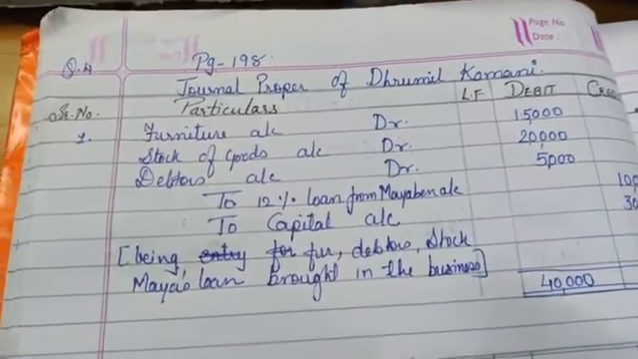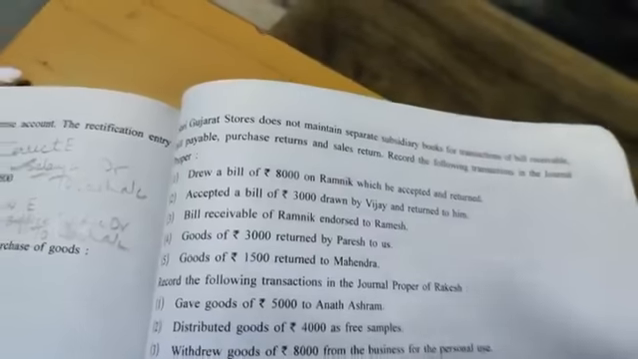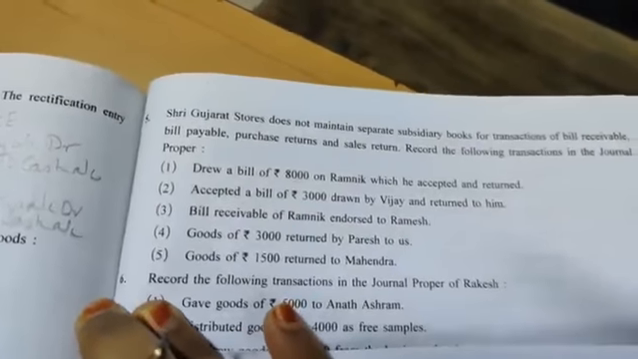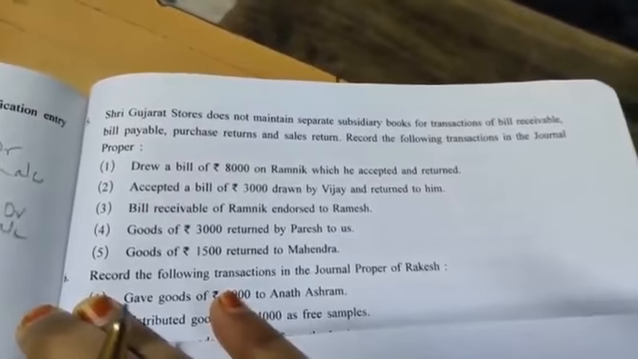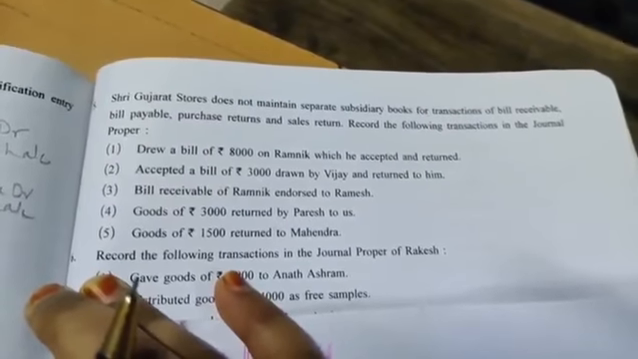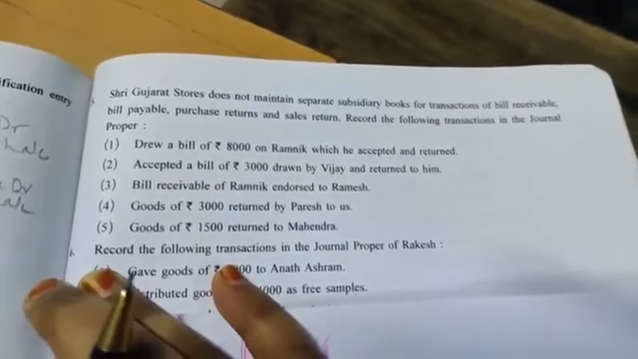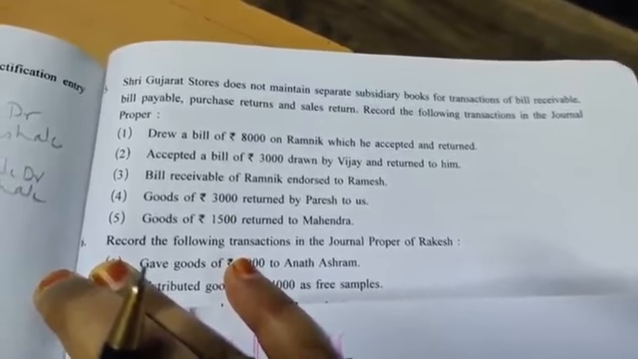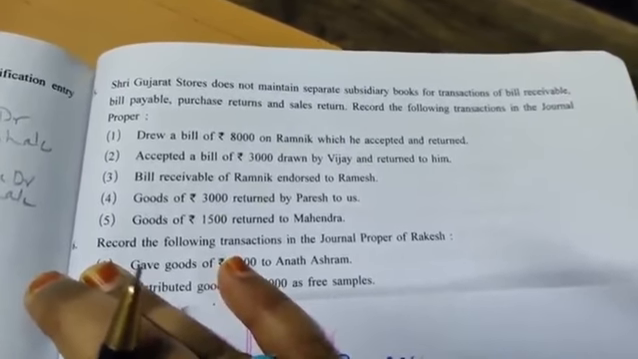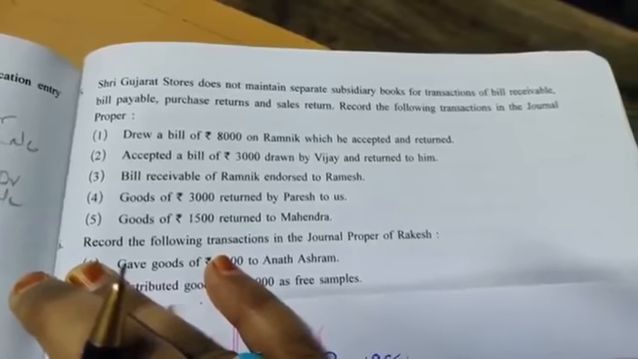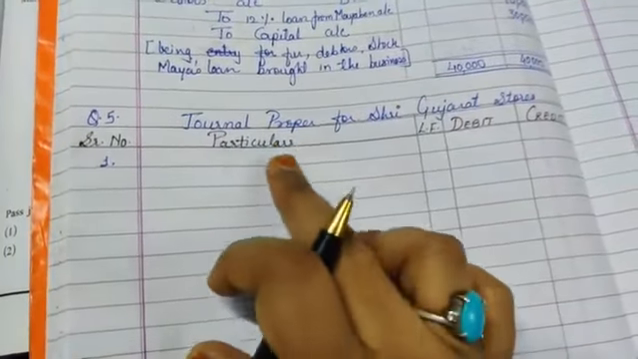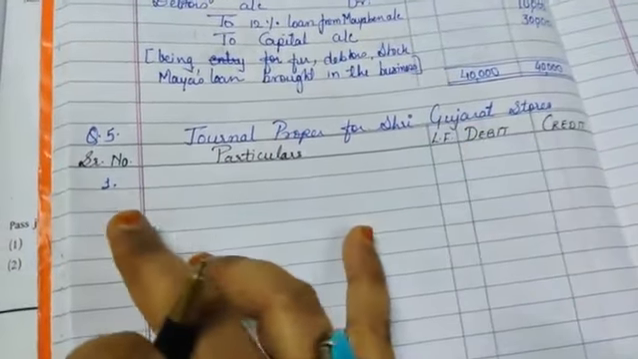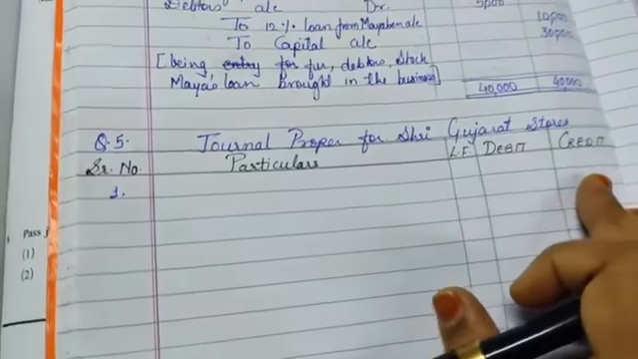Now we will see question number 5. See now, question number 5. Sri Gujarat Stores does not maintain separate subsidiary book for transaction of bills receivable, bills payable, purchase return and sales return. Record the following transactions in the journal proper. So now these 5 transactions are given, and for this we have to record the transaction in the journal proper. Okay, so the format will be prepared like this for question number 5. Journal proper for Sri Gujarat Stores, serial number, particulars, LF, debit and credit.